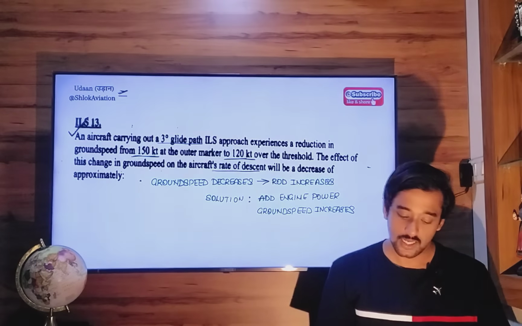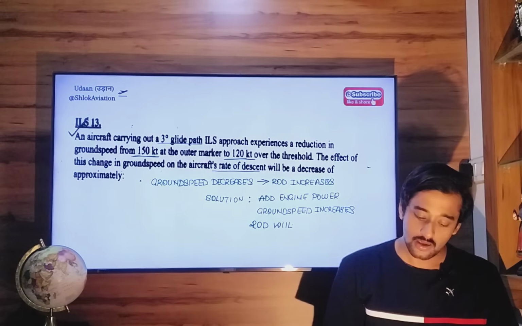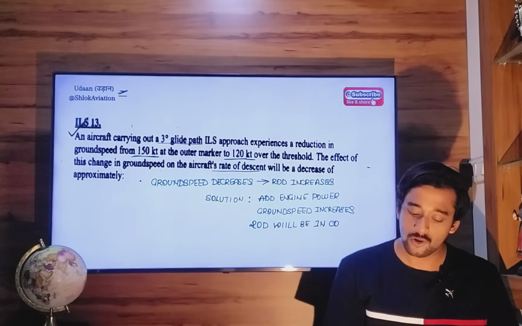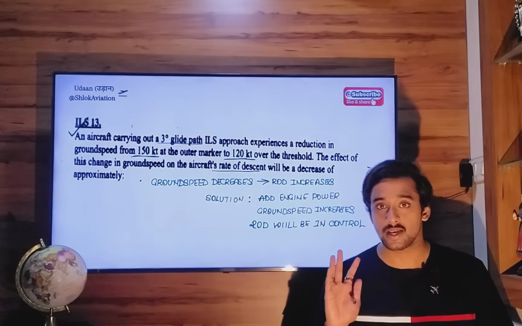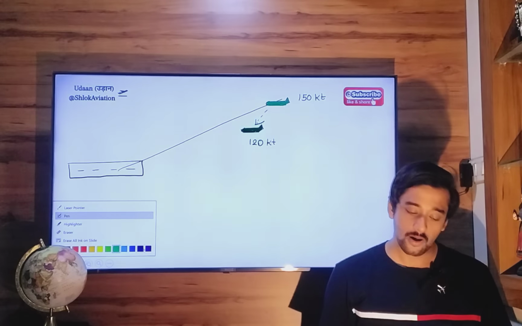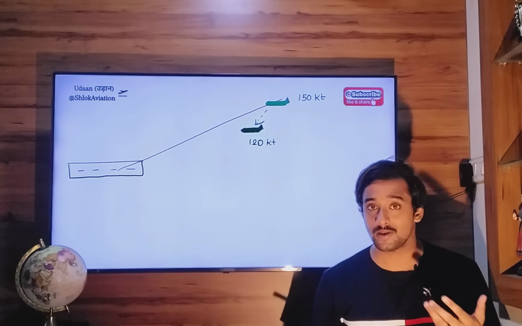When this happens, your rate of descent will be in control. If you don't adopt the steps immediately, your rate of descent will increase excessively. Okay, so now by what amount will you decrease your rate of descent? You will stop that rate of descent from increasing.